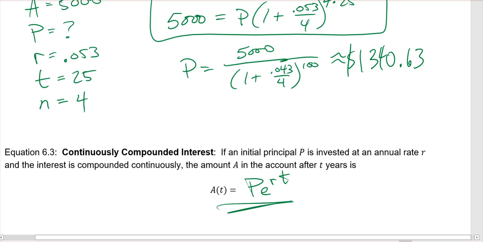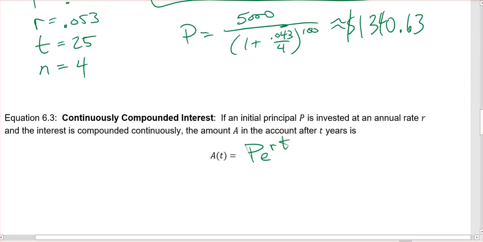So saying where this comes from might not be too easy to do at this point because we don't know exactly what a limit is. It all has to do with this number E. The way we define this number E is a number that's a limit. Let me just write it here real quick.